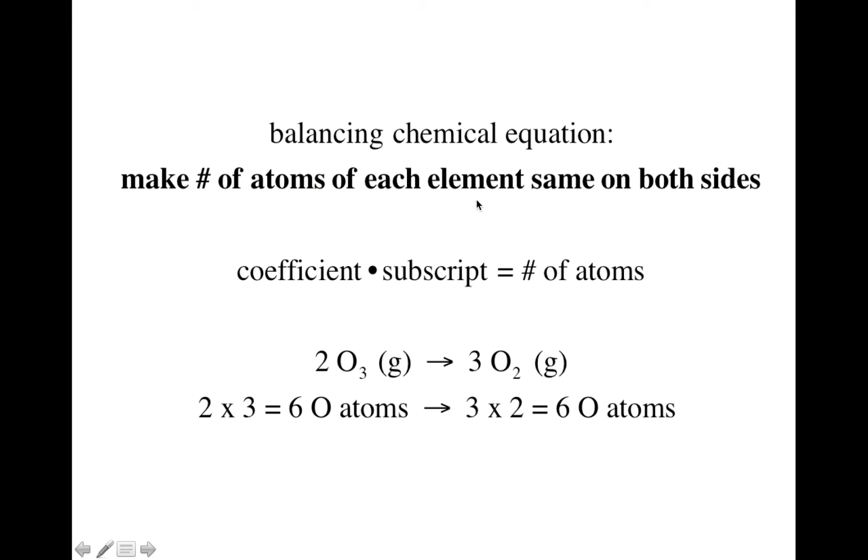So, balancing equations, your goal is to make the number of atoms of each element the same on both sides of the equation. And the way you figure out the number of atoms is take the coefficient times the subscript. So right here we have a balanced equation. 2O3 gas goes to 3O2 gas, and you can prove that it's balanced because the coefficient 2 times the subscript 3 means there's 6 oxygen atoms on the left. And if you go to the right, the coefficient of 3 and subscript 2, if you multiply those, you will see that there are 6 oxygens on the right. So it's a balanced equation.